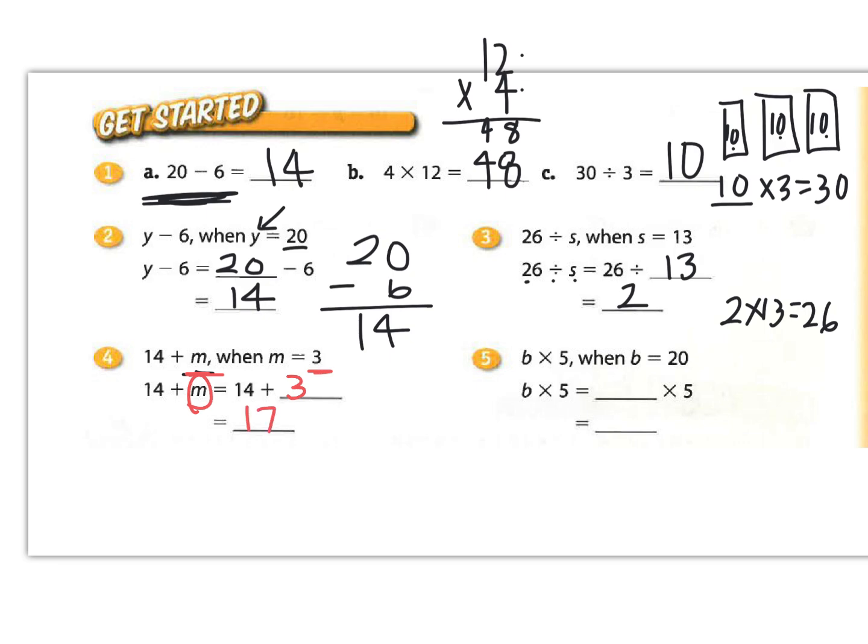Number 5, b times 5 when b equals 20. So we have to substitute 20 in for b. 20 times 5, do the whole number. 2 times 5 is 10, and then we put on the other 0, is 100.